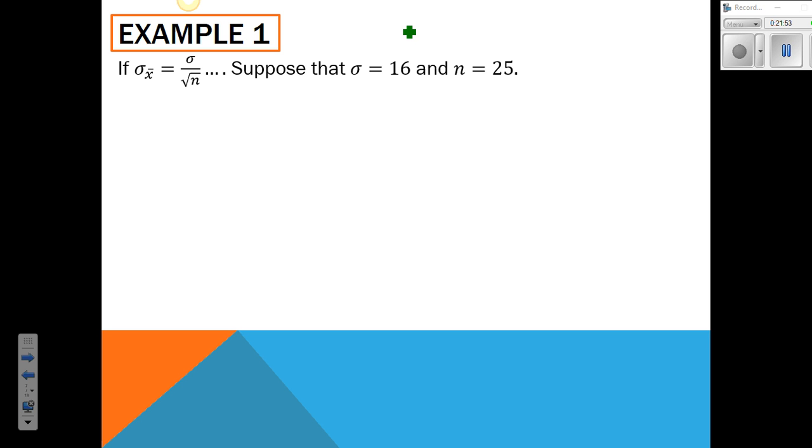So sigma is going to be 16 and n is going to be 25. Can you find sigma sub x bar? Yes. How are we going to find that? Plug it into the formula. That's going to be 16 over the square root of 25, right?